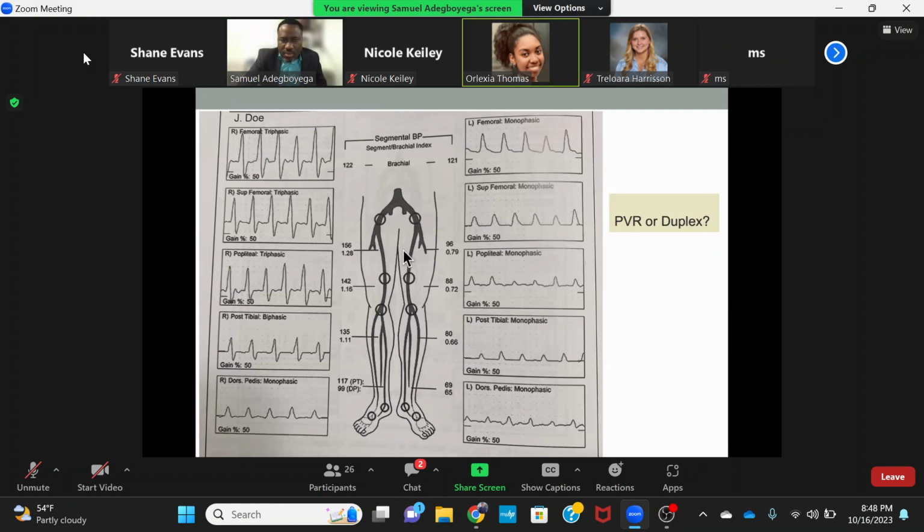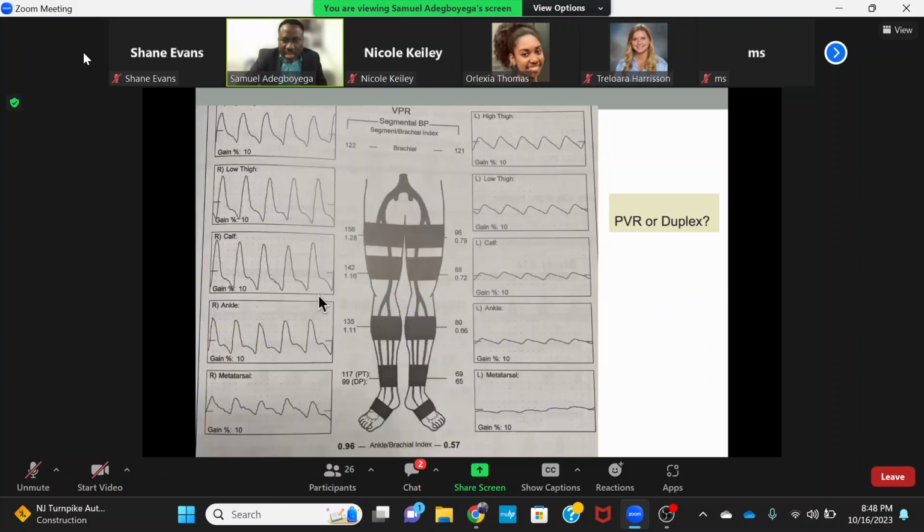Okay. What about this one? Let's look at this one together. Let's go and see. What do you think? Triphasic? Is this PVR or duplex study? Duplex? How do you know? It's arterial. I know, but you're right. It's an arterial duplex study. You're correct. But what gave it away? It has the 3. Exactly. If you look right here, you got 3 bumps, and it's going below the baseline right here. So a bump here, a bump here, and a bump here.